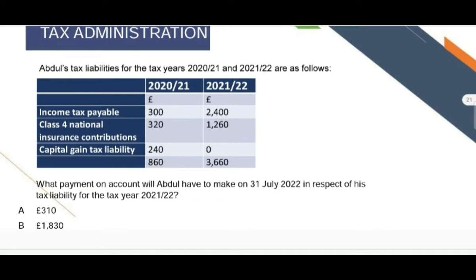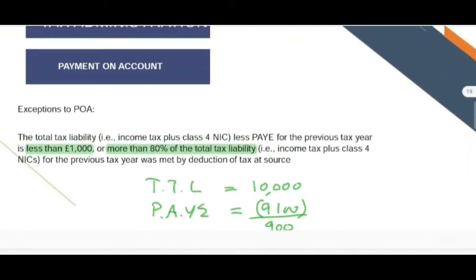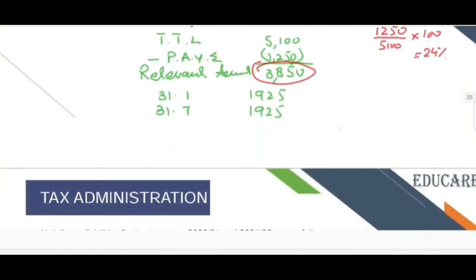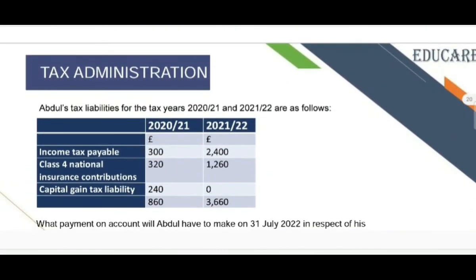In this MCQ, Abdul's tax liability for the tax years 2021 and 21-22 are as follows. What payment on account will Abdul have to make on 31st July 22 in respect of his tax liability for the tax year 21-22? Remember, this question judges your knowledge of the exception. If the difference of total tax liability and Pay As You Earn is less than 1000, then there is no need to pay anything under payments on account.